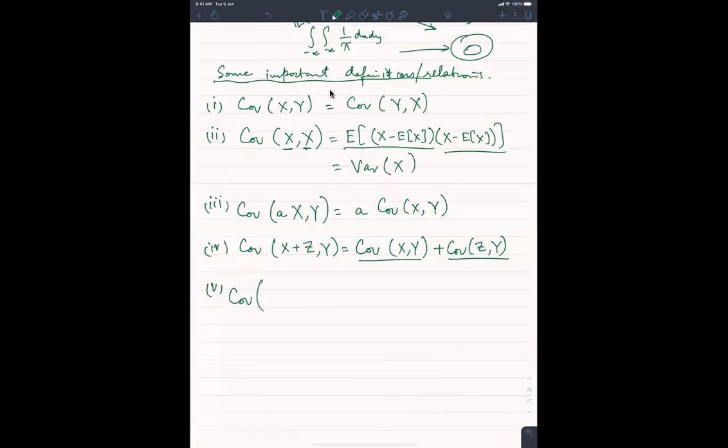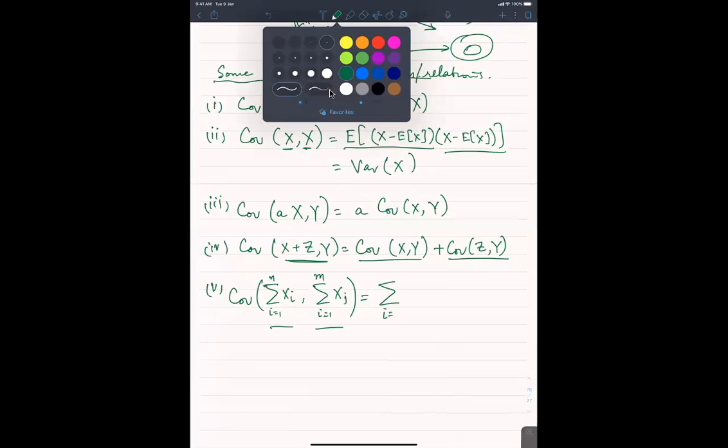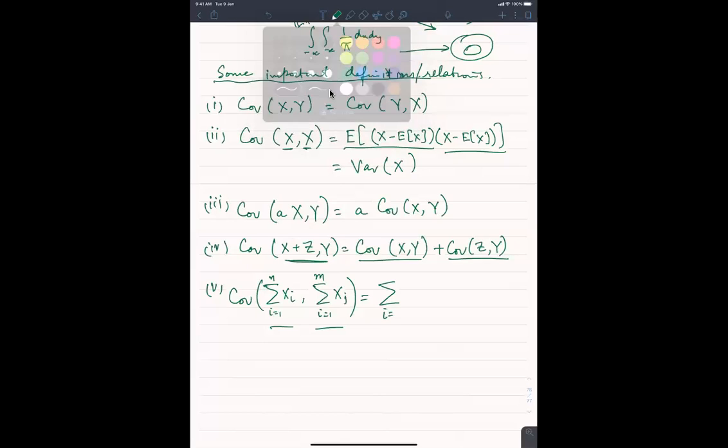Covariance between the sum of some random variables, i equal to 1 to n of xi, and the sum of j equal to 1 to m of xj, is equal to the pairwise covariance. Just as we computed here the covariance of x plus z with y, basically we have computed the pairwise covariance.